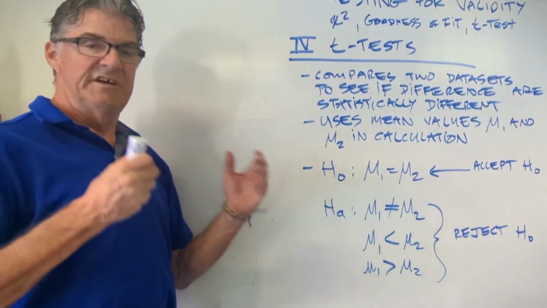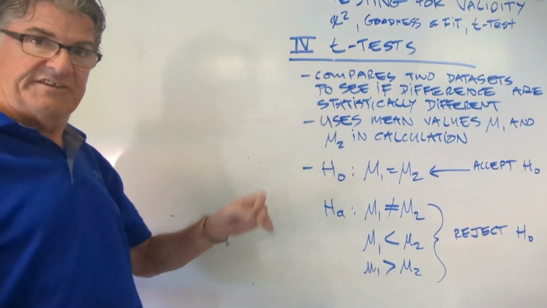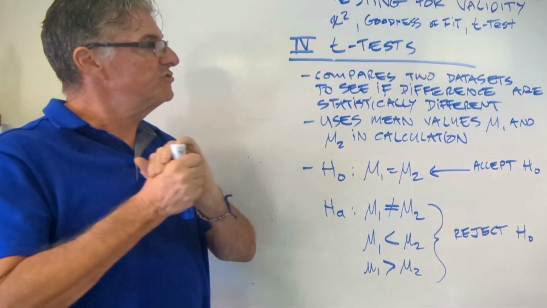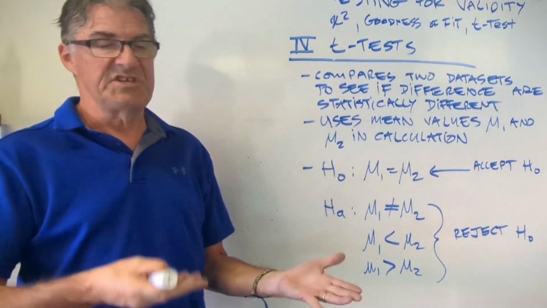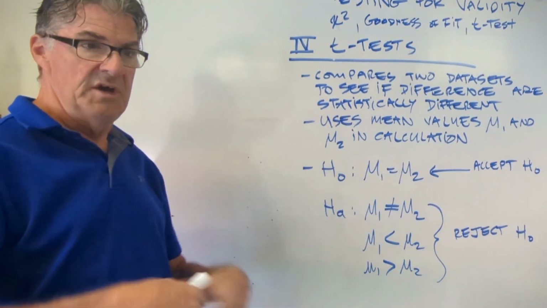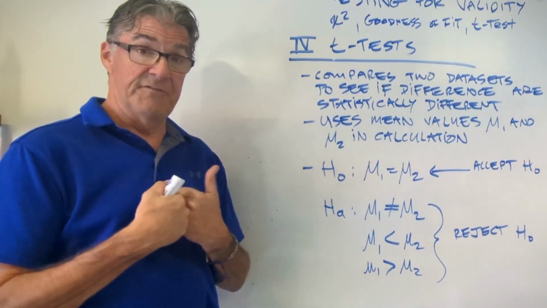Okay, our last test for validity are t-tests. And this is yet one more way, but it does a different thing. It compares 2 data sets to see if any differences between them are statistically significant. So we can compare data set 1 to data set 2, run this analysis, and it will tell us if they're statistically different or not.